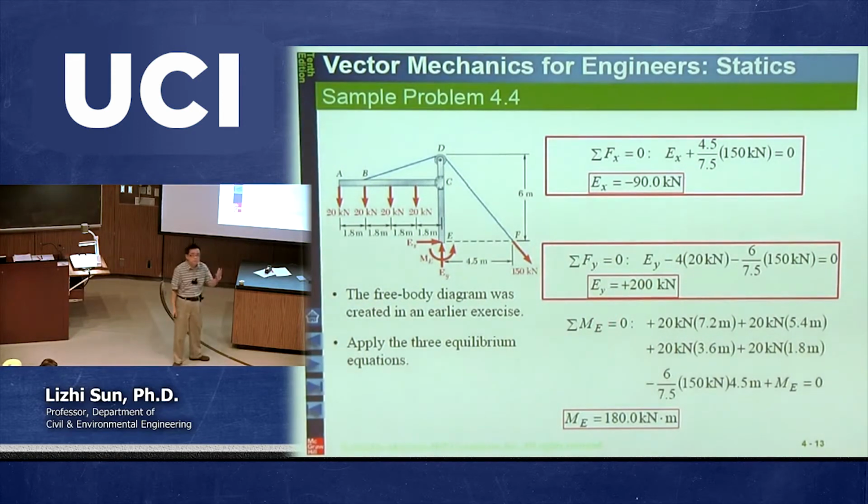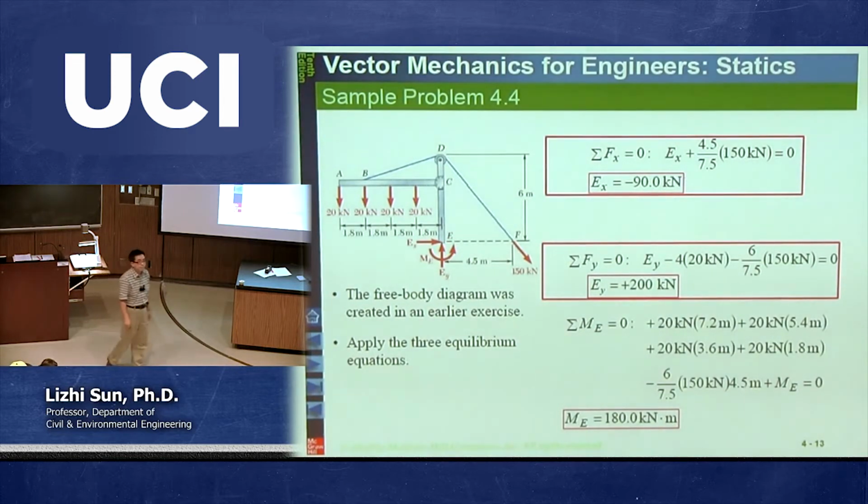Third equation, you need to collect the moment at a certain point. So which point do you want to pick? Same thing: you want to find a point with more unknowns going through that point. Then obviously that's point E. If you pick point A or point B, there's really nothing wrong, but if you pick point E, that's much better.